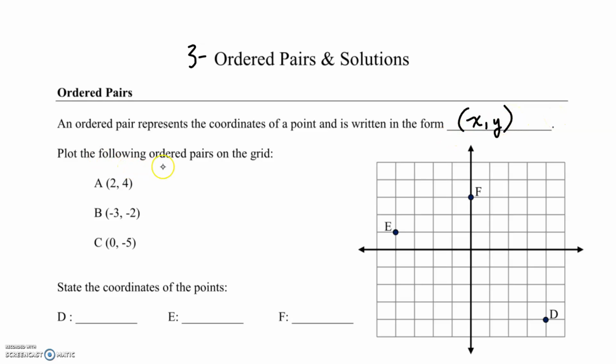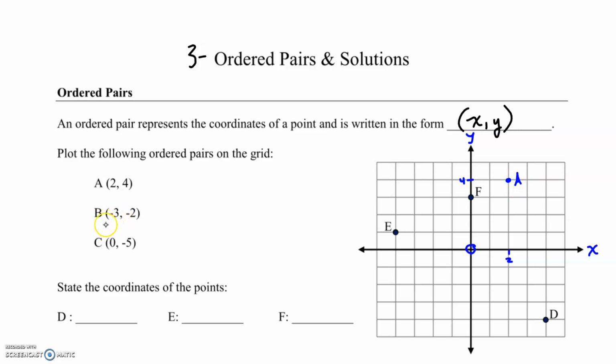So plot the following ordered pairs on the grid below. So we are going to just label the x-axis as the horizontal axis, the y-axis the vertical. Where the two axes meet is the origin, and we're going to assume that every square is 1 unit. So our first point, A, is (2, 4). So I'm going to go to the x value of 2 and a y value of 4, and then that tells me that's point A, and I'll label it.